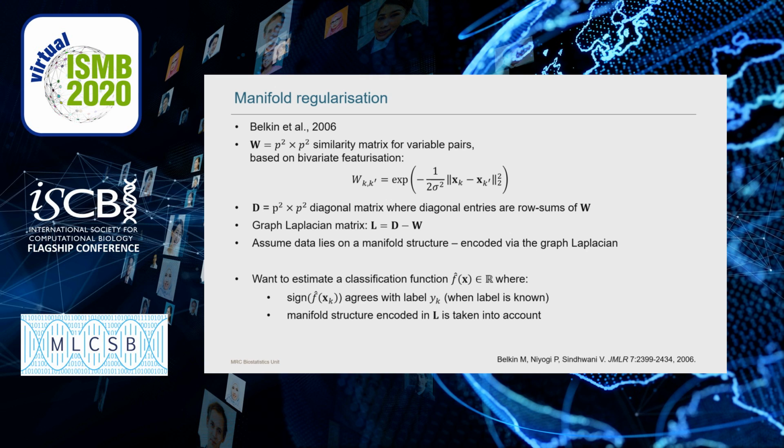So here we're assuming that the data lies on a lower dimensional manifold structure, which is encoded via this graph Laplacian. We want to estimate a classification function f, which takes a feature vector for a variable pair as input and returns a real value, where the sign of this value agrees with the label for the variable pair, where this is known from the background knowledge. And the function also takes the manifold structure encoded in the Laplacian into account.